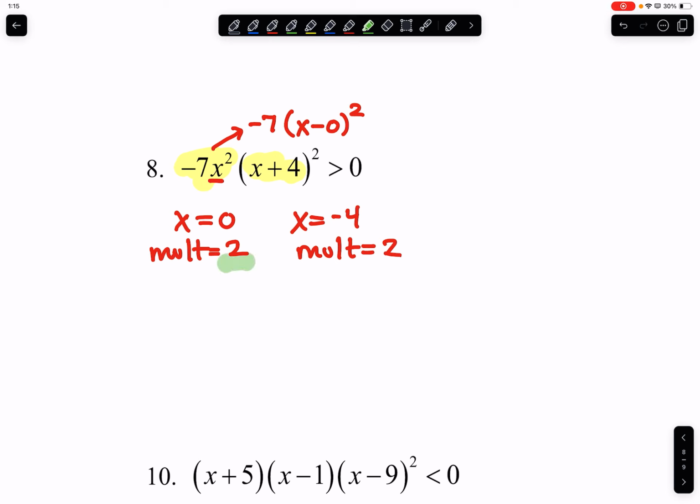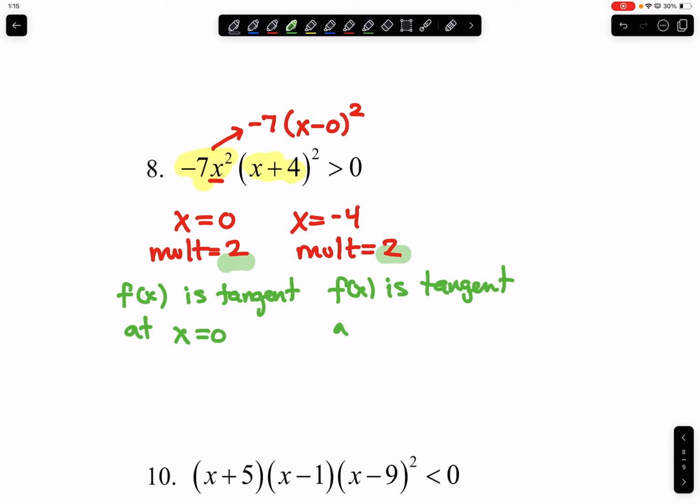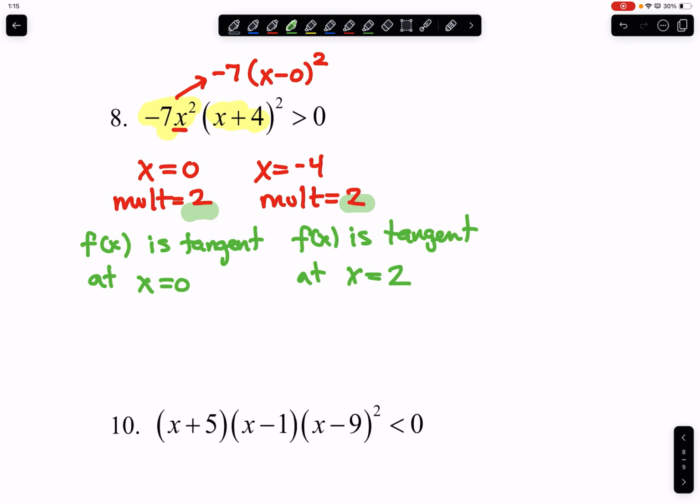Because of this even multiplicity, this implies that our function f of x is tangent at x is equal to 0, and f of x is tangent at x is equal to negative 4. So let's draw the number line underneath. From negative infinity to positive infinity, I'm going to make the two zeros green. So we have a 0 at negative 4 and a 0 at 0.